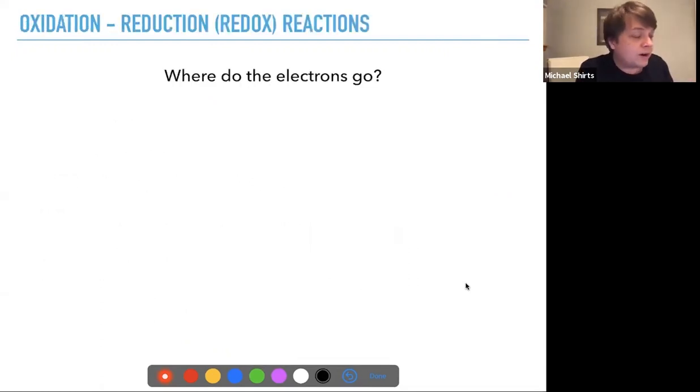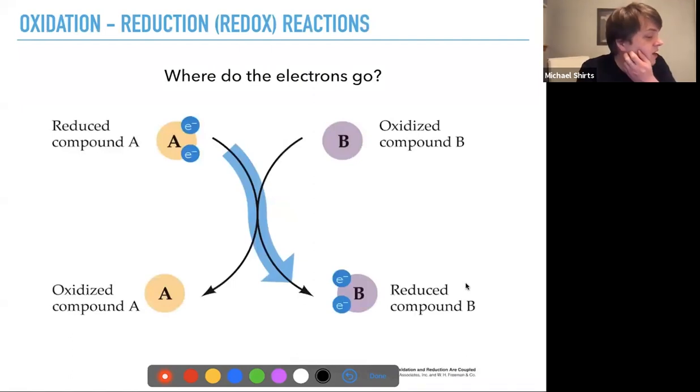Okay. So where do the electrons go? So again, we have a reduced compound A. It's reduced, it has more electrons, and an oxidized compound B. And in the reaction, those electrons are passed from the reduced compound A to B so that B is reduced. So the number of electrons remains the same. They're just moving from one molecule to another molecule.